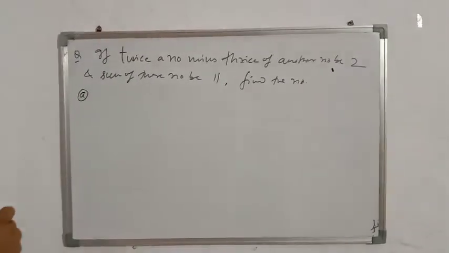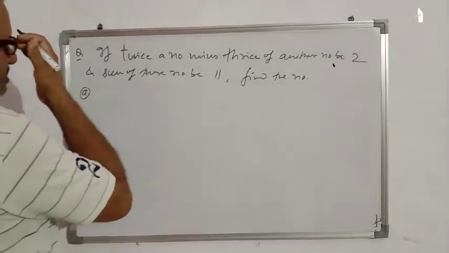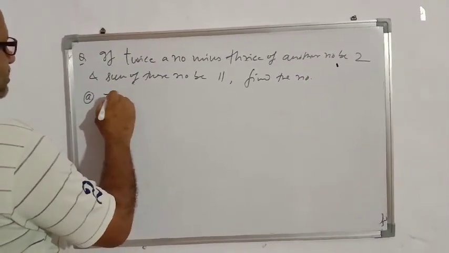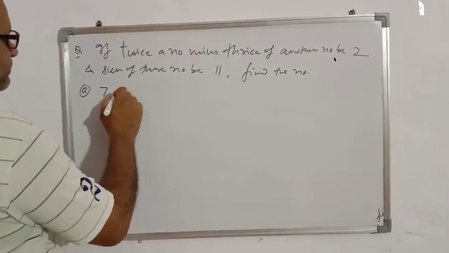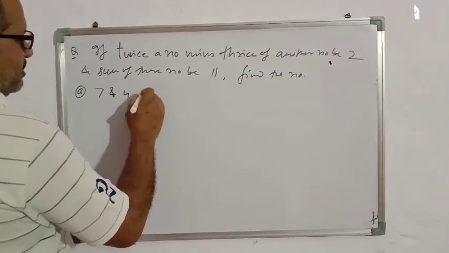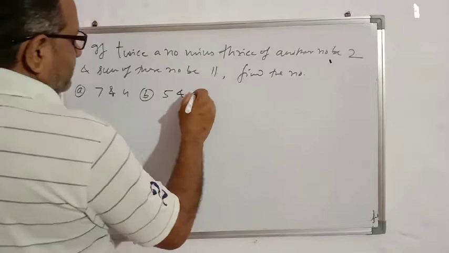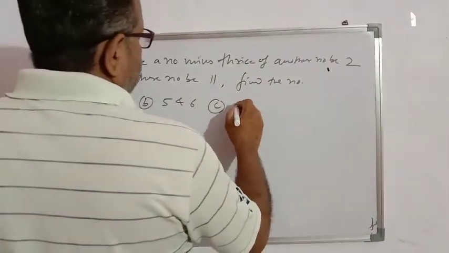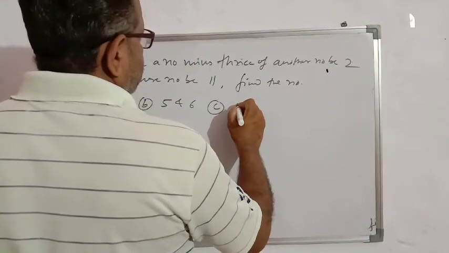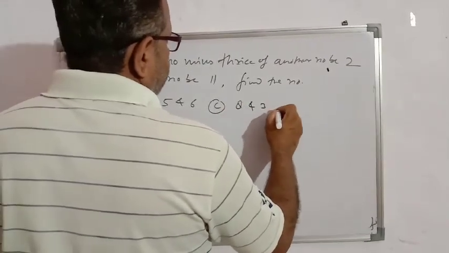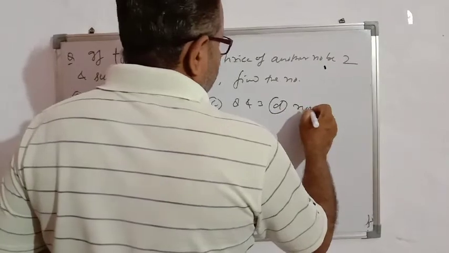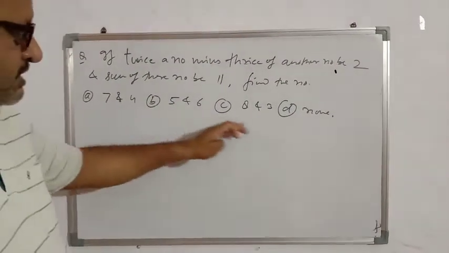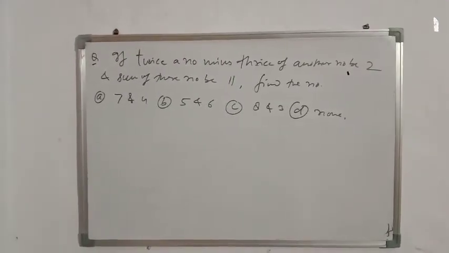Suppose options are given: 7 and 4, 5 and 6, 8 and 3. This question and these options are given. How will we do it?